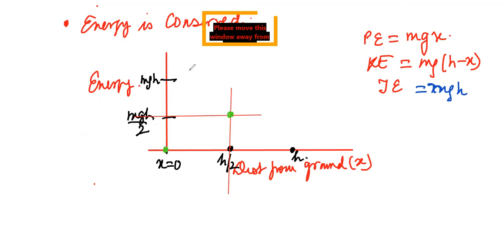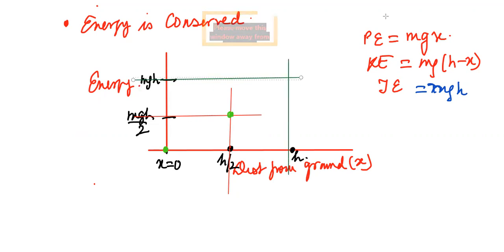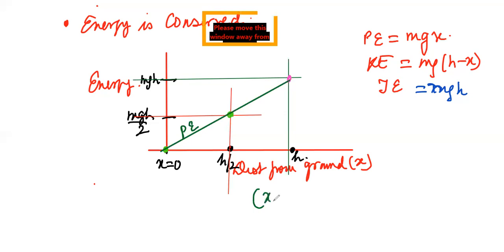And the third point, that means when x equals h, potential energy was mgh. So I plot my third point over here. Now I draw the graph. Your graph will look like a straight line. So this is the graph of what? This is the graph of your potential energy, the variation of potential energy with x. So this is the first graph.